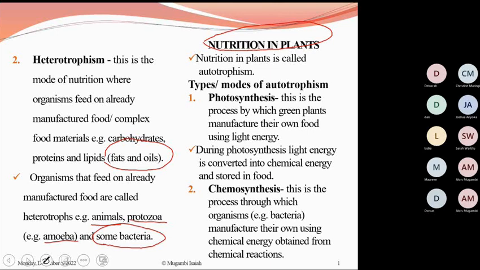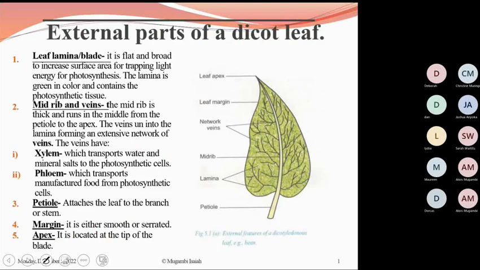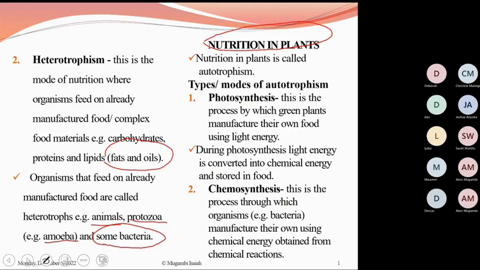In the types or modes of autotrophism, we usually have two: photosynthesis and chemosynthesis. Photosynthesis is a process by which green plants manufacture their own food using light energy. When we say a process, we should be able to mention that it is a process.